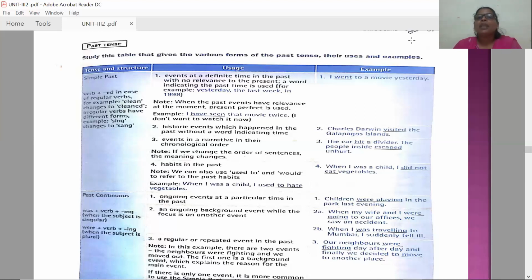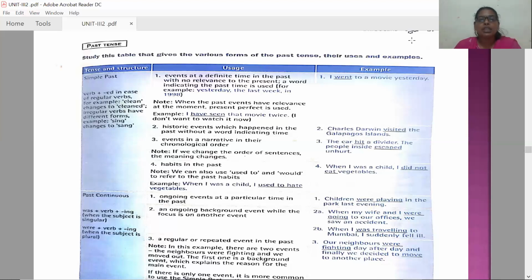Now simple past is for events at a definite time in the past with no relevance, no effect in the present. I went to a movie yesterday. That's it. Next, historic events which happened in the past without a word indicating time. Any historical events which happened in the past, but without indicating time, you can use simple past tense, like Charles Darwin visited the Galapagos Island, not giving a date. If we mention a date, again, we shouldn't use simple past tense. So without mentioning dates, if you are talking about historical events, you can use this.